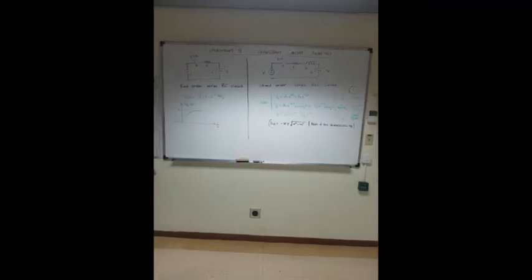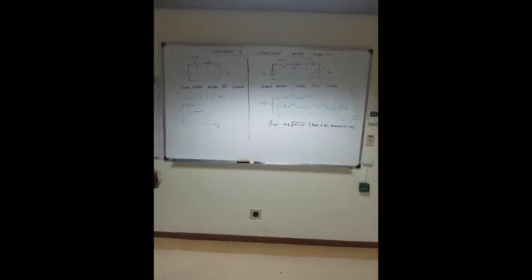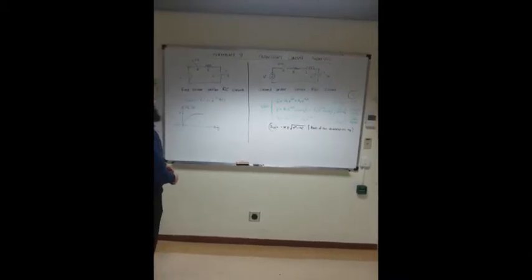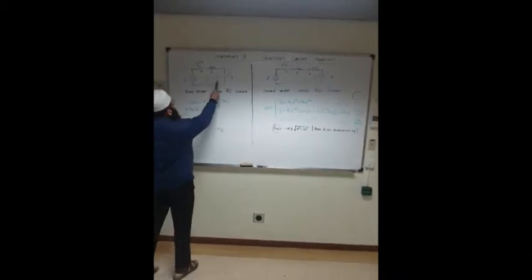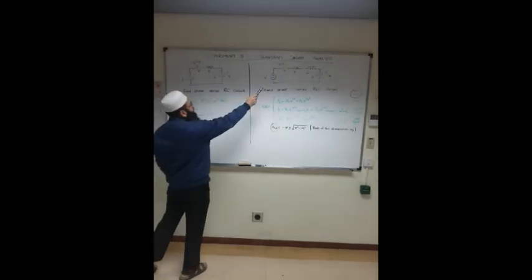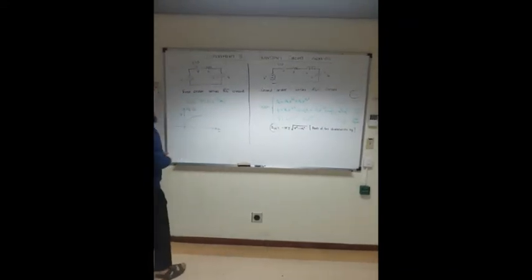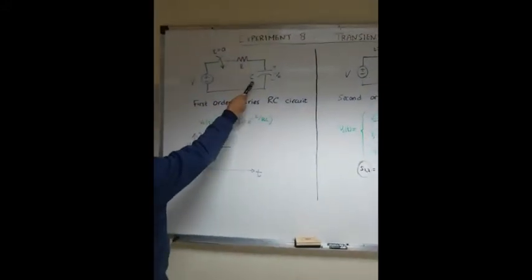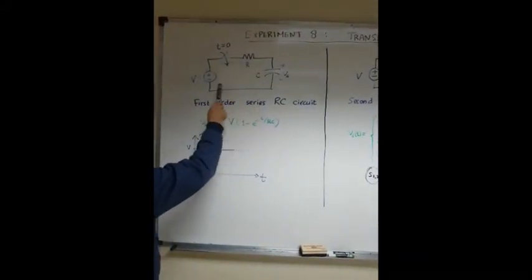Today we are going to talk about experiment number 8, which is transient circuit analysis. In this experiment we will talk about two different circuits. The first one is the series RC circuit and the other one is the series RLC circuit. In the series RC circuit we have two components, a resistor and a capacitor, that are connected in series with a DC source.